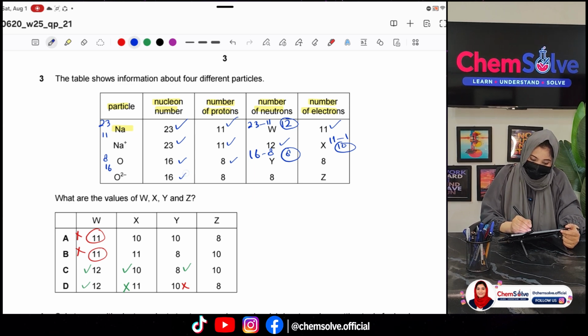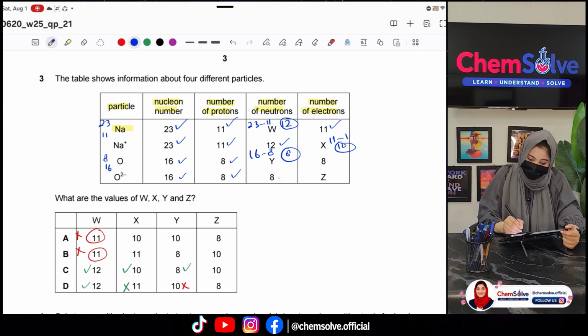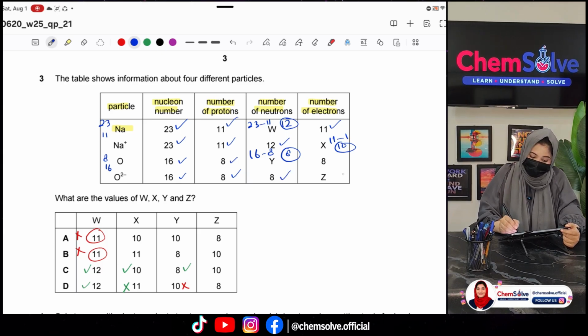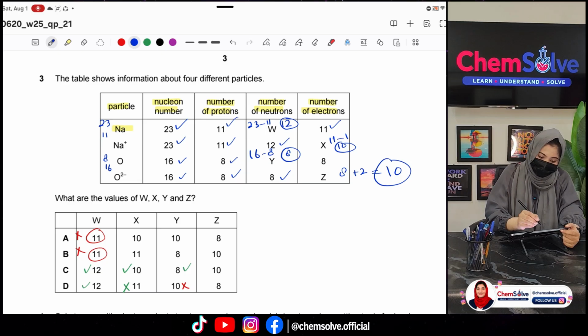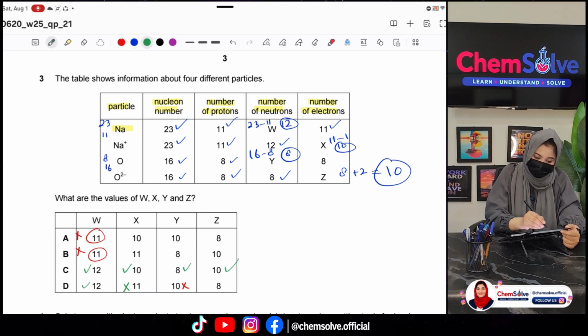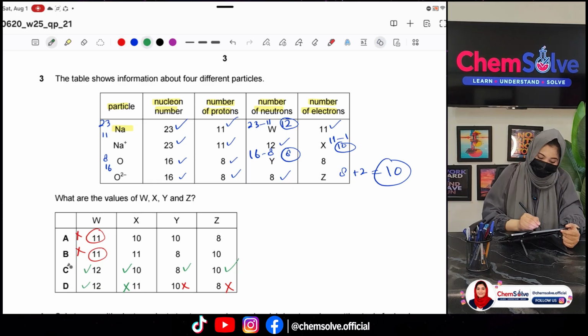So nucleon number is 16, proton number is 8, neutron number is also 8, and 2 electrons have been added to it. Previously there were 8, now we have added 2, so it is 10 overall. It says 10, it says 8, so for sure the option is C.